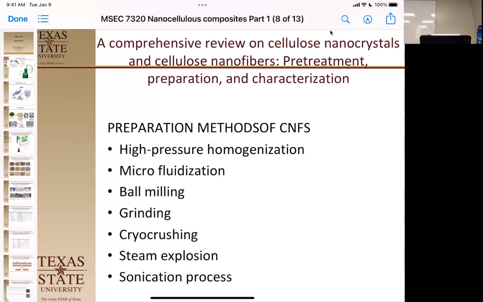fiber. Okay. Steam explosion is a great one. I love the name. I would have called it something else.